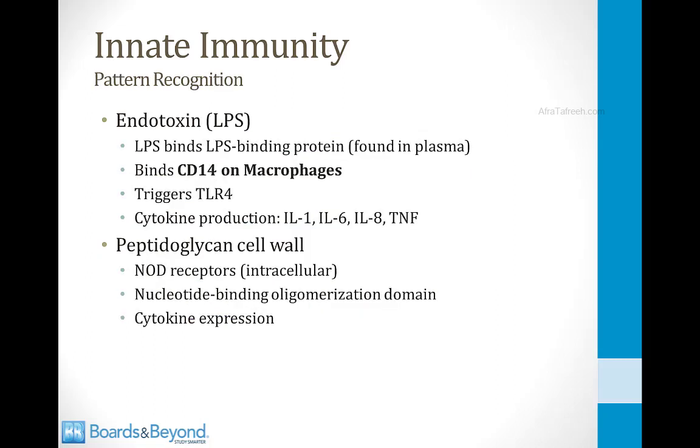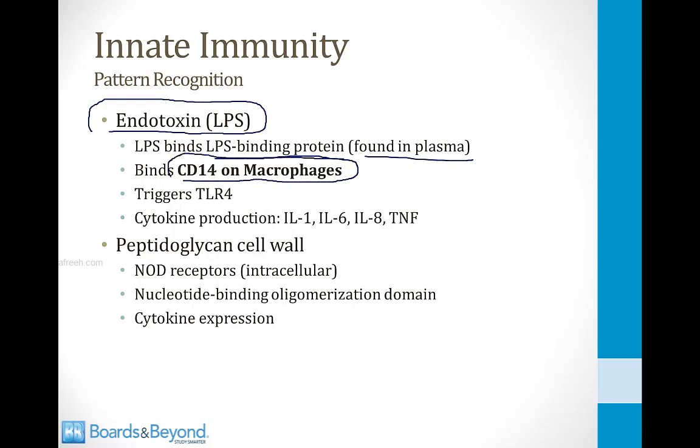So what are some of the important pathogen-associated molecular patterns that the innate immune system responds to? One of the most important ones is endotoxin, or lipopolysaccharides, which are found in gram-negative bacteria. Lipopolysaccharides can bind to lipopolysaccharide binding protein, which is found in plasma, and then that complex can bind CD14 on macrophages. And I've written this in bold because it's high yield to remember that CD14 binds lipopolysaccharide. Once CD14 is bound, it will trigger a toll-like receptor called TLR4, and this will lead to a sequence of events which leads to production of cytokines by macrophages, including IL-1, IL-6, IL-8, and tumor necrosis factor.